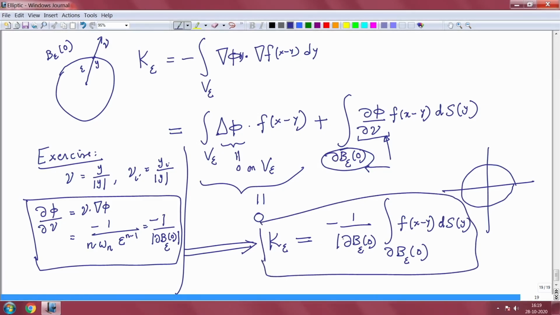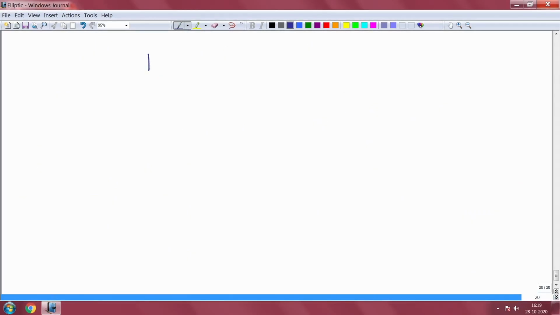Now, I want to compute the limit of that. This is a very familiar thing, it is basically the average. So, that k epsilon becomes minus 1 by, I can make a translation. So, when you do that translation, I can translate to the origin, b epsilon of 0, integral of b epsilon of 0, f of y.